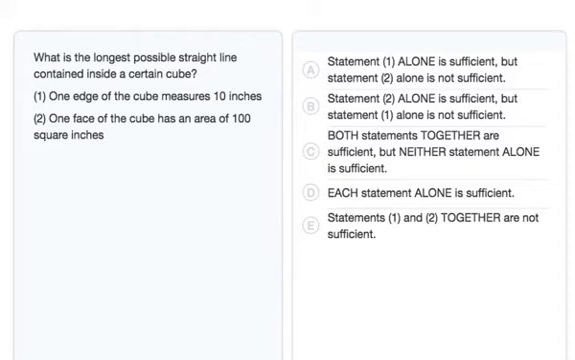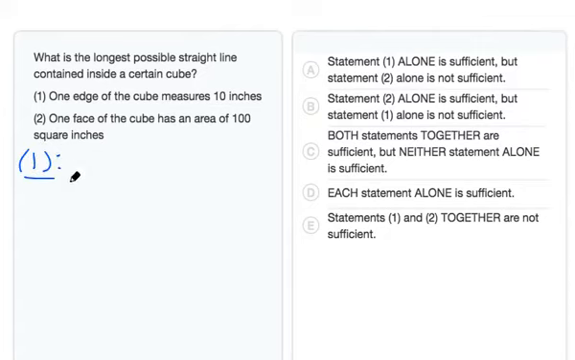So as we work through the statements, we're keeping in mind that all we need to be able to determine is one of the cube's edges in order to answer the question, to find the longest possible straight line. So let's go ahead and dive into statement 1. And we're looking for whether we have enough information to answer the question.